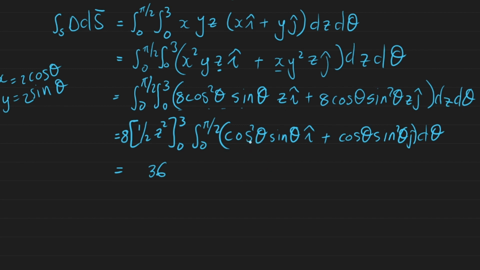So the integral of cos squared theta times sine theta, so that's just cos cubed theta. So if we find that, we integrate cos cubed theta. So the 3 will come to the front, so we have to divide it by 1 over 3.